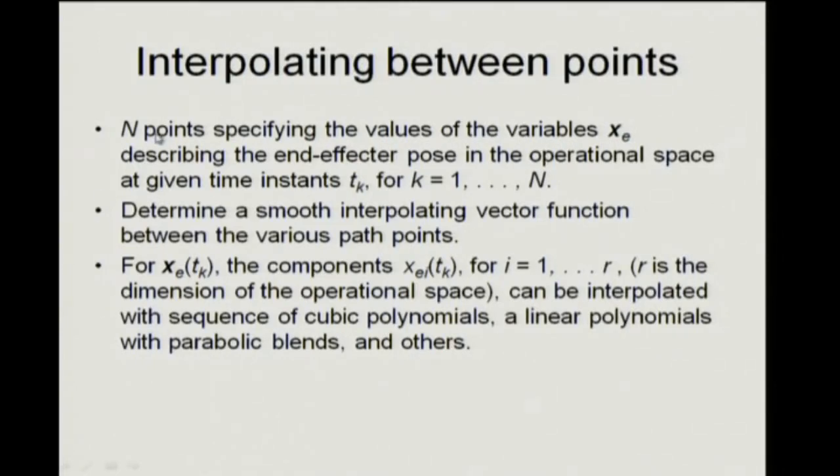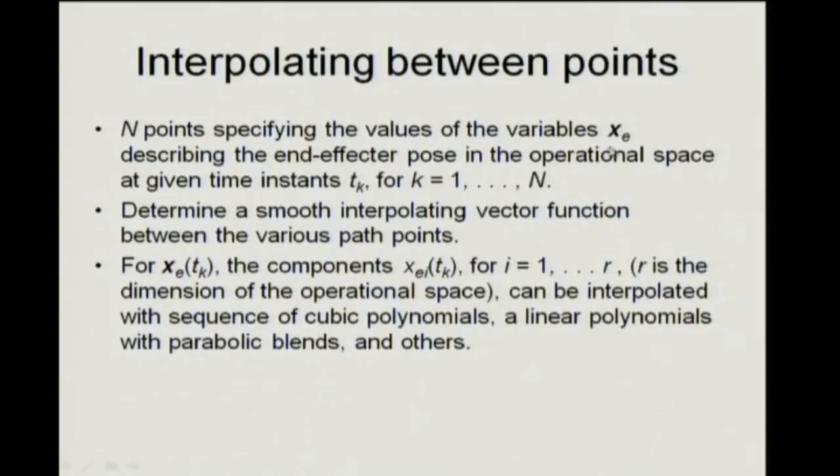So, you have n points specifying the values of variables xc. xc is a vector which describes the end effector pose in the operational space: x, y, z and maybe r, theta, phi, whether Euler angles or something else. Whatever it is, it is a vector which describes the end effector pose, that is xc, and you have n points where this is specified. So, you determine a smooth interpolating vector function between the various path points.